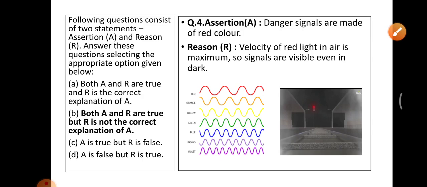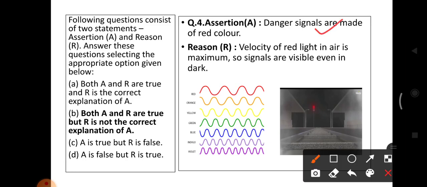Question number 4. Danger signals are made up of red color. Yes, we know that danger signals are made up of red color. Reason: velocity of red light in air is maximum, so signals are visible even in the dark.